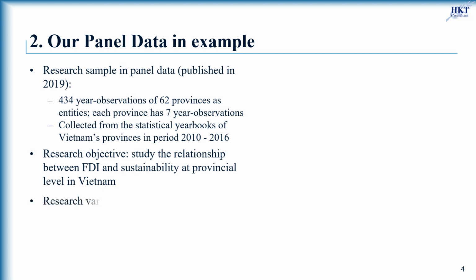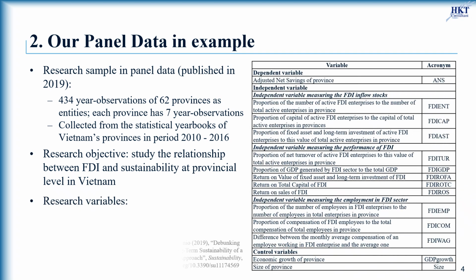Here are the variables of our research, in which the dependent variable is the adjusted net savings, which reflects the sustainable development of the Vietnam provinces. There are 11 independent variables, grouped into 3 categories: 3 variables related to FDI inflow stocks, 5 variables related to employment in the FDI sector, and 3 variables reflecting FDI performance at the provincial level. Additionally, 2 control variables, province size and economic growth of Vietnam provinces, are included in the model.